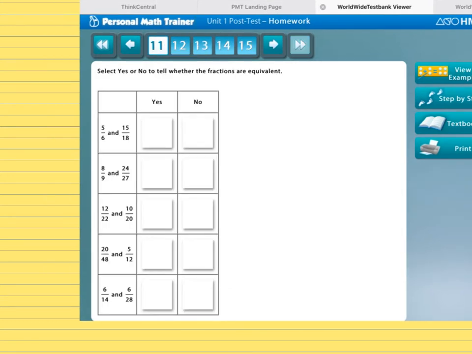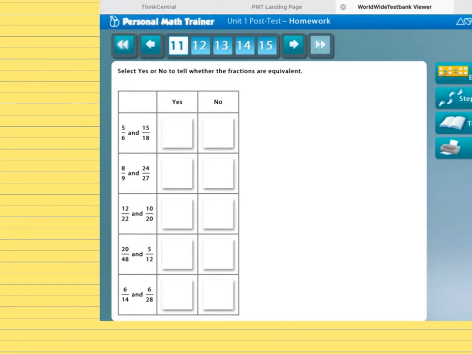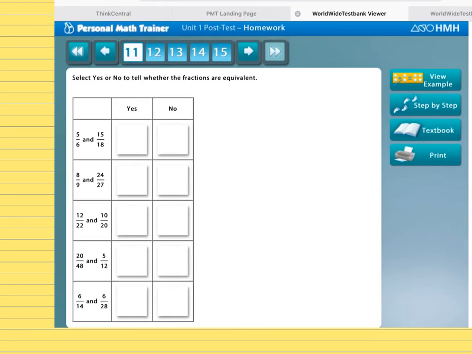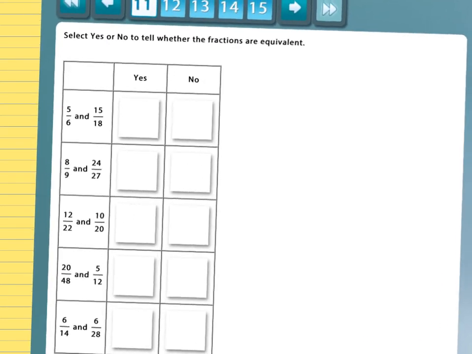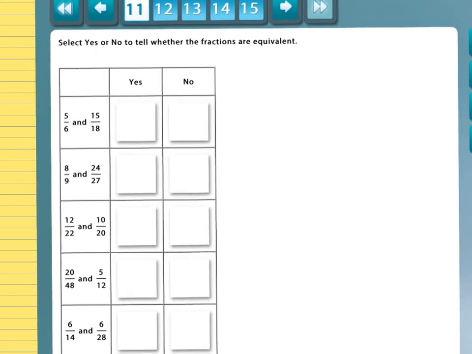Problem number 11, basically, they are just asking you if the two fractions are equivalent. So I'm going to blow that up so I can see it better. Using the double rainbow strategy, 5 times 3 is 15, 6 times 3 is 18, so yes, they're equivalent. 8 times 3 is 24, 9 times 3 is 27, yes, they are equivalent.